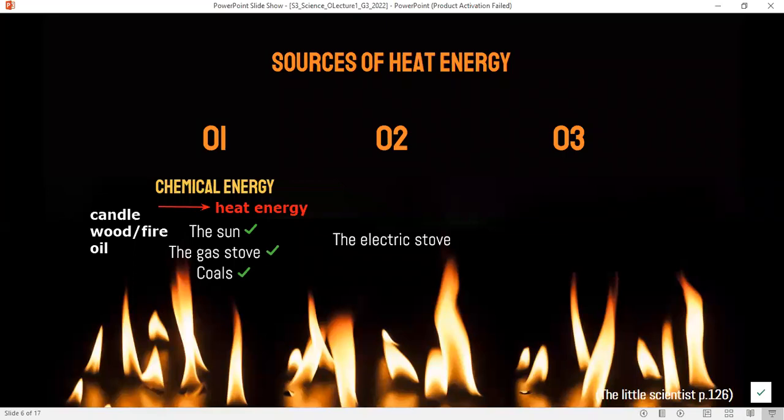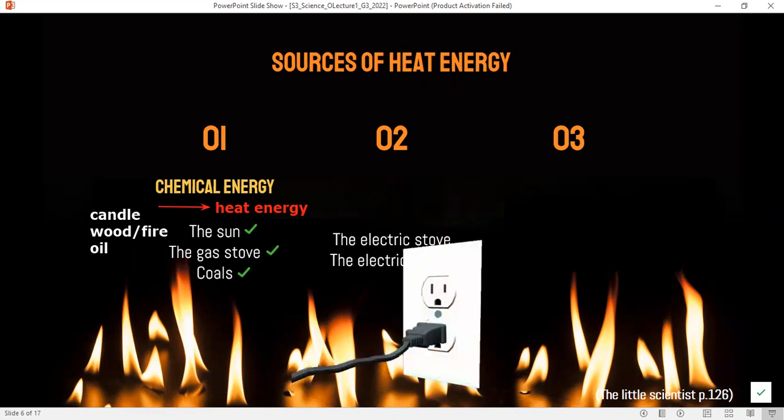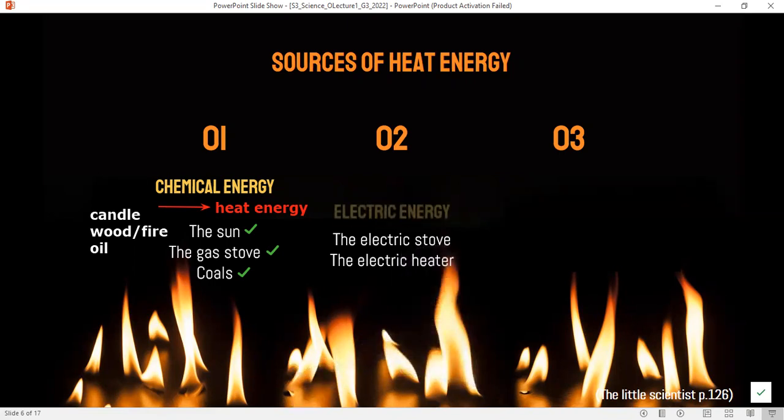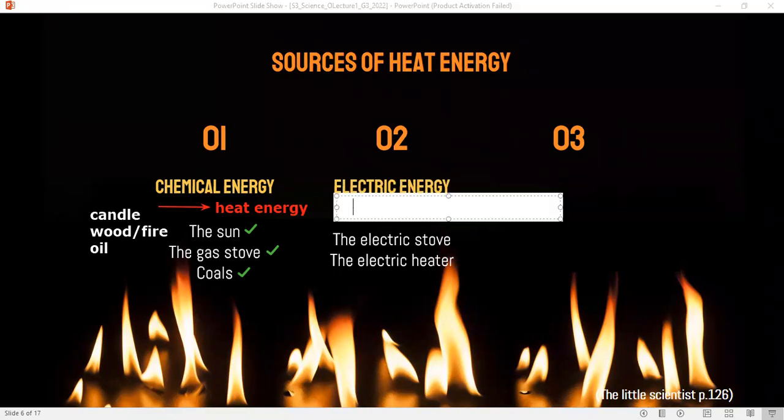Second example, electric stove, the electric heater. If your stove does not work but on electricity, you cannot use it until you plug it in the electricity, or when there is electricity at your houses. The electric heater also, it needs electricity to work. Without electricity, you cannot turn them on and you cannot get the heat energy you need. So here, it's the electric energy turning into heat energy.